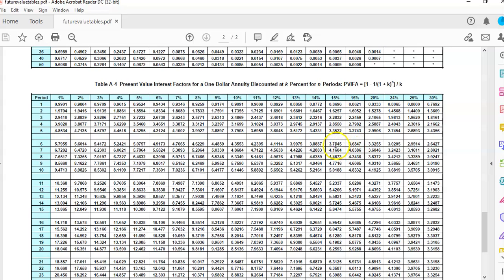3.72 falls between 3.78 and 3.68. So what that tells us is that internal rate of return falls somewhere between 15 and 16%. So you would say 15 or 16%.